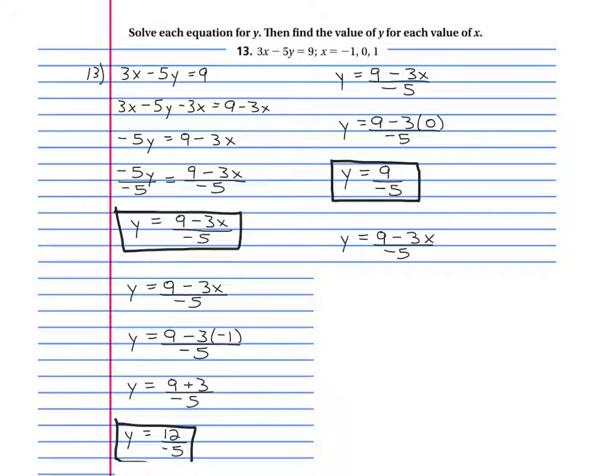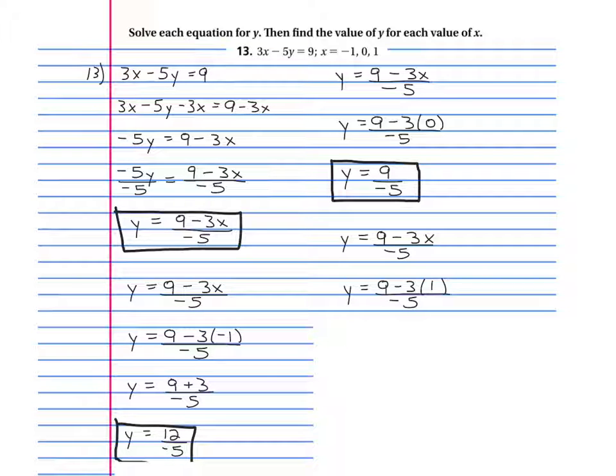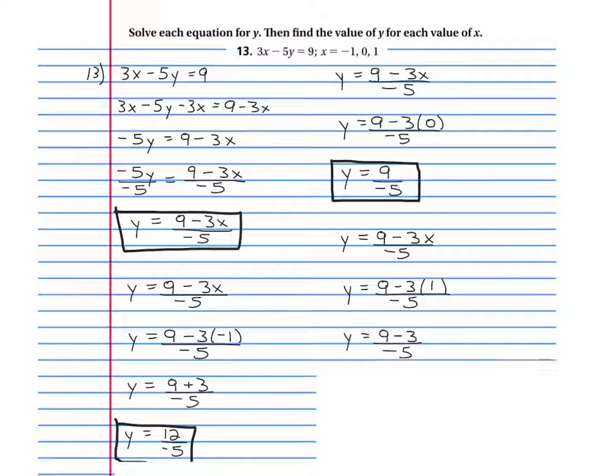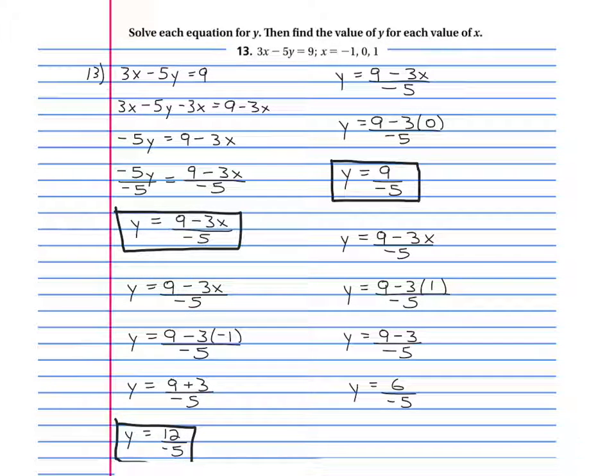Okay? One more. We're going to rewrite that equation solved for y. And this time, up top, you can see we're substituting in the number 1 for x. So we rewrite it with parentheses where x was and the 1 inside of it. And what is -3 times 1? It's -3. So you've got 9 minus 3 over -5 is what y is equal to. And we can simplify this. 9 minus 3 is 6. So we get 6 over -5. Done.